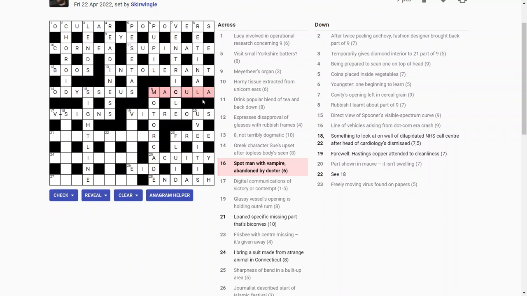Oh, I wonder if that's another eye thing. Maybe it's an eye disease of some sort, or an eye problem. Again, let me know in the comments what macula is. Pretty sure that's what the clue's leading us to, though.